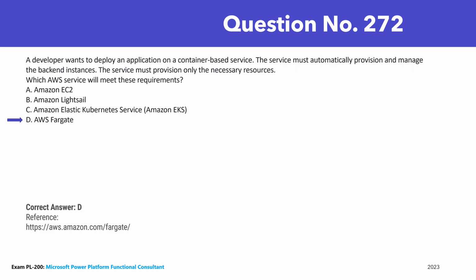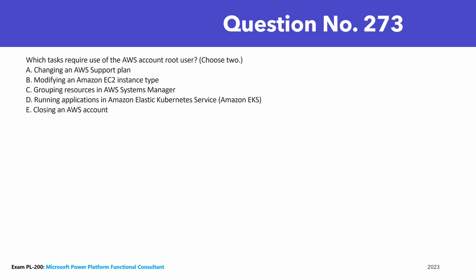Which tasks require use of the AWS account root user? Choose 2. A. Changing an AWS support plan. B. Modifying an Amazon EC2 instance type. C. Grouping resources in AWS Systems Manager. D. Running applications in Amazon Elastic Kubernetes Service, Amazon EKS. E. Closing an AWS account. Correct answers, A and E.